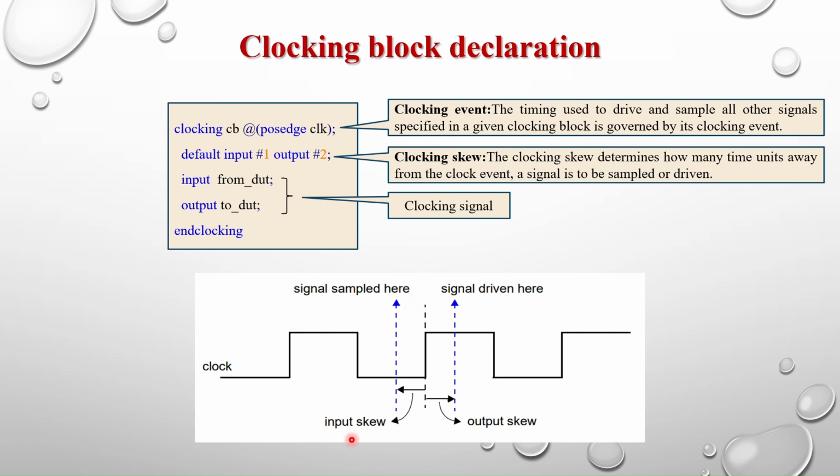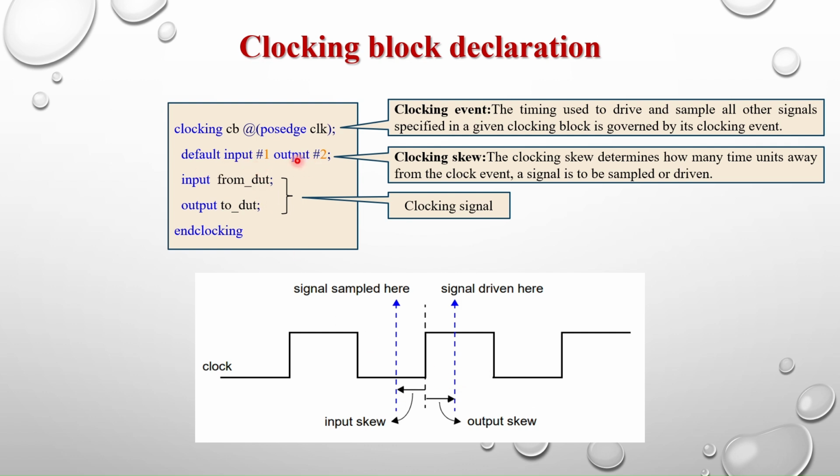And now we will see the skew, input and output skew. Here this is called the input skew and this is called the output skew. So what is this skew? This is the clocking event. Here I have taken the posedge clock, right? So this is the posedge clock. This is called a clocking event. So clocking skew determines how many time units away from the clock event. Input skew means before the clock event and output skew means after the clock event.